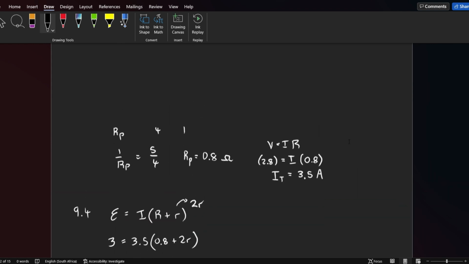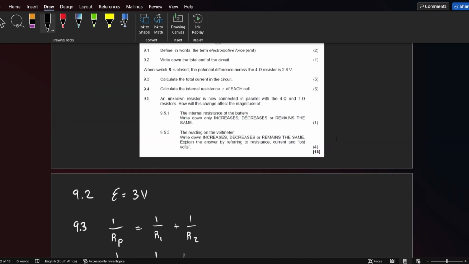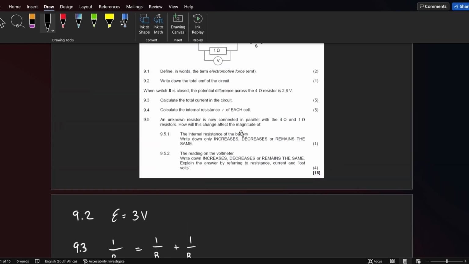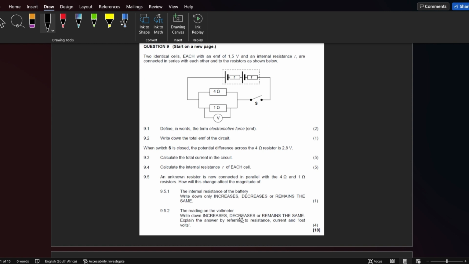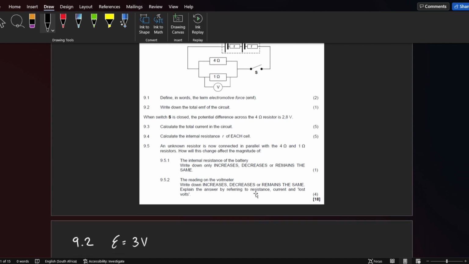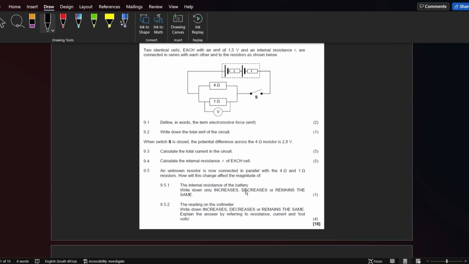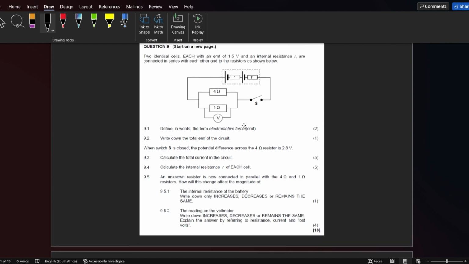Okay. Now going to question 9.5.2, the reading on the voltmeter. Write down increases, decreases, or remains the same. Explain the answer by referring to resistance, current, and lost volts. Now it's actually quite useful that they told us this, because as I will show you, whenever they ask for an explanation, we should always follow this format. Okay, so they want to know, we've added another resistor here, how will that change the reading on the voltmeter?